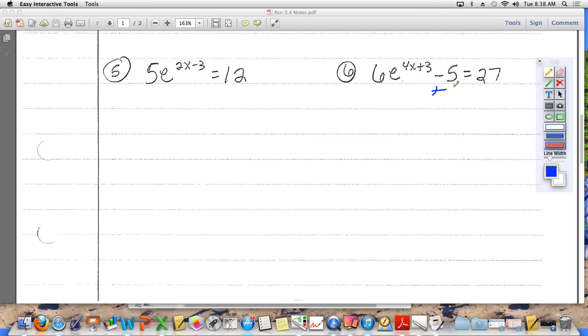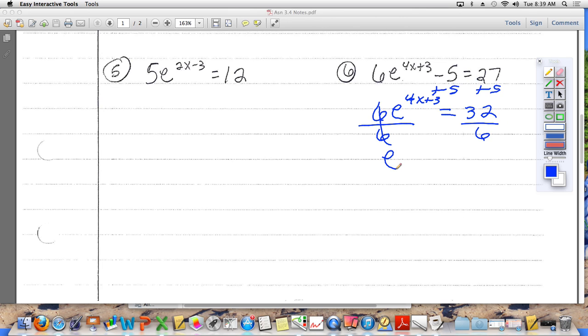I'm going to add 5 first. So I have 6e to the power of 4x plus 3 is equal to 27 plus 5, which is, again, 32. And then what do I do? Just like if it was algebra, I would divide by 6. So I divide the left side by 6, and I divide the right side by 6.